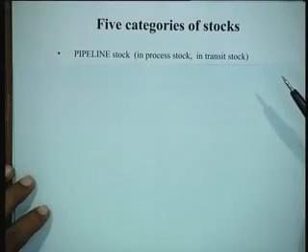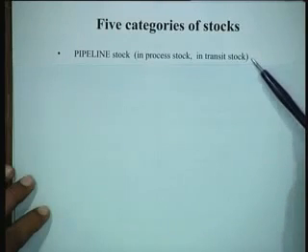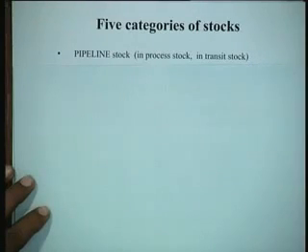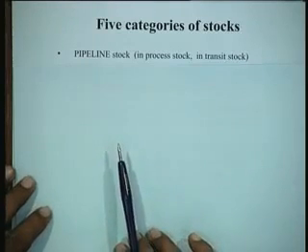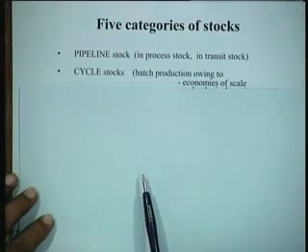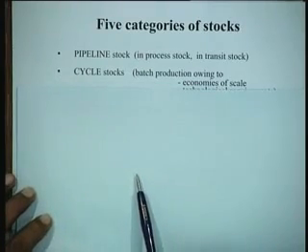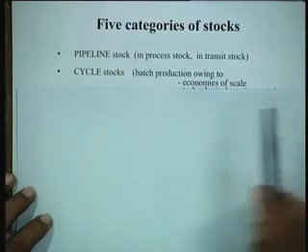Therefore, basically pipeline stocks which make the inventory function properly can be reduced only by design, better design of the system. You cannot improve them by improving the operational performance of that particular system. Okay. So this is the first function of inventories, that they are actually pipeline stocks and therefore they are necessary in that sense. The second category of stocks which we often talk about are called cycle stocks.